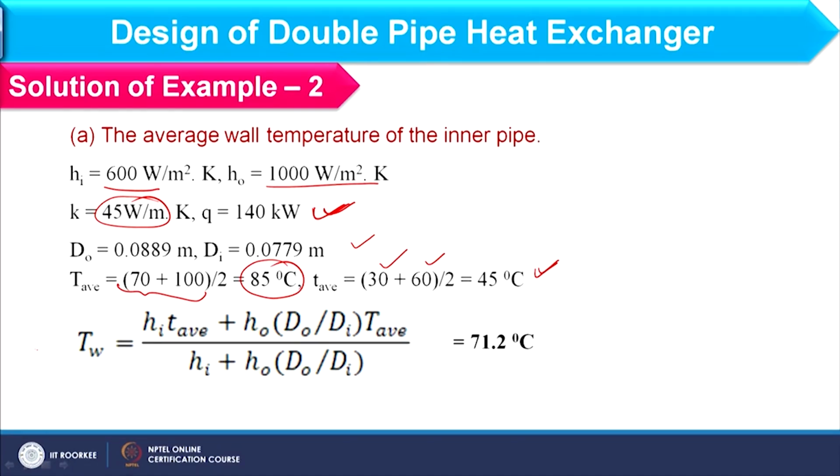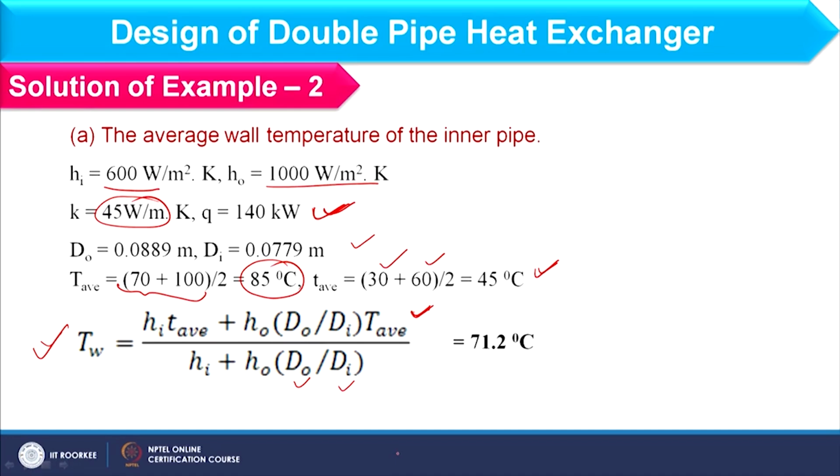So, this is the expression for wall temperature calculation, where HI, T average plus HO, DO by DI and T, and capital T average, all these values are known to you, and further we have to use HI, HO, DO and DI.